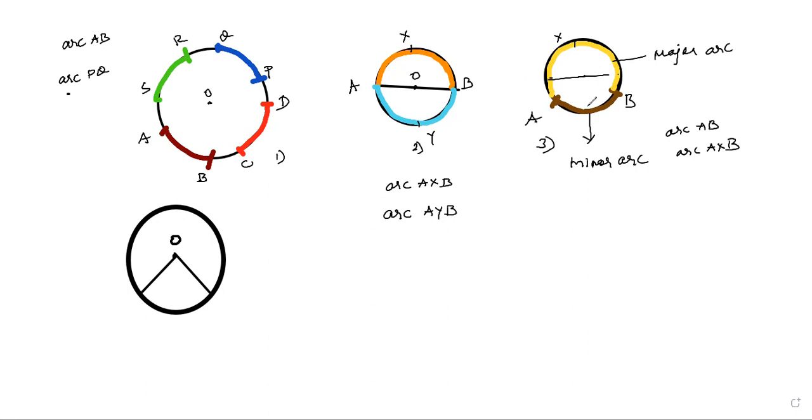Now look at this brown color arc. It is smaller than a semicircular arc. Such an arc is called a minor arc. It has to be named with the help of two letters only.